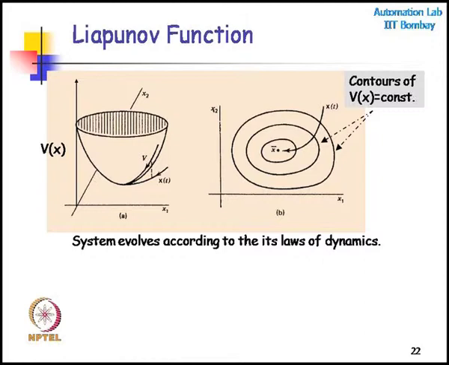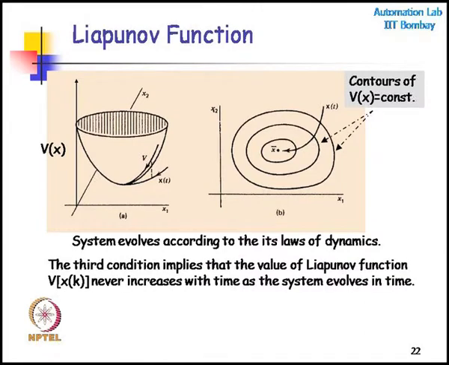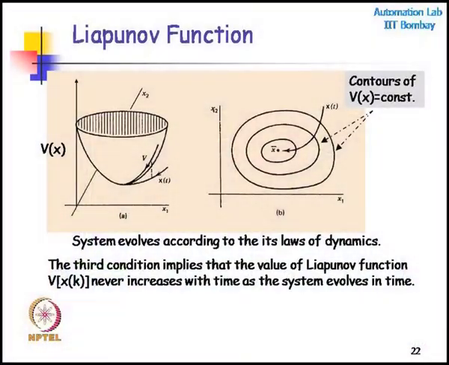What I want to happen is that as the system evolves on this surface of this function, I should move inside and inside. The system evolves according to its laws of dynamics, and the third condition tells you that the Lyapunov function never increases with time. Delta V should be less than or equal to 0. So it should either stagnate, it should never grow as time progresses. That is what I want.